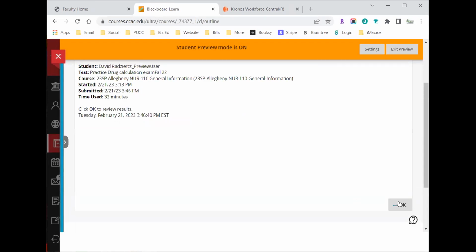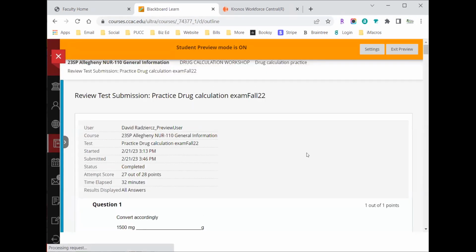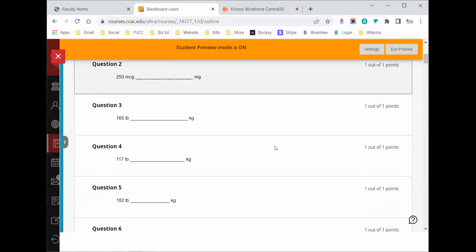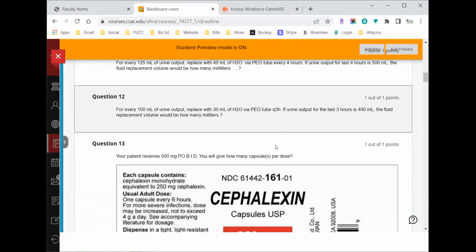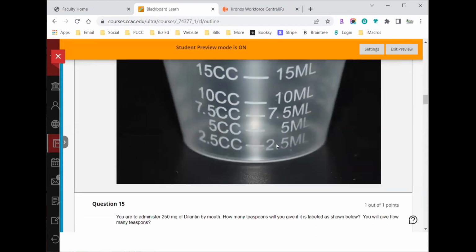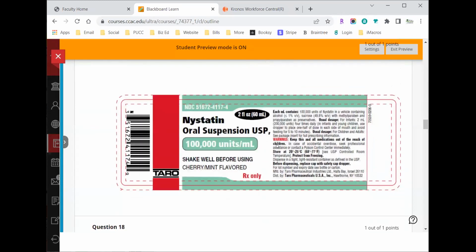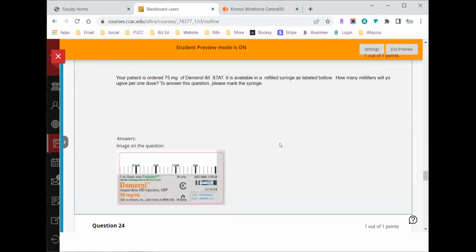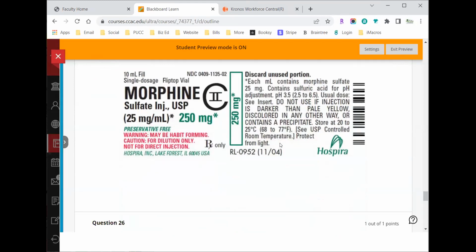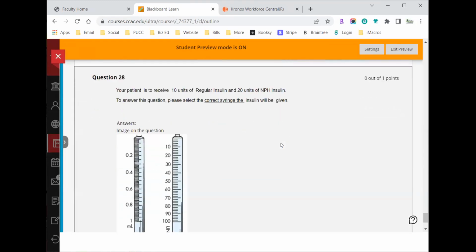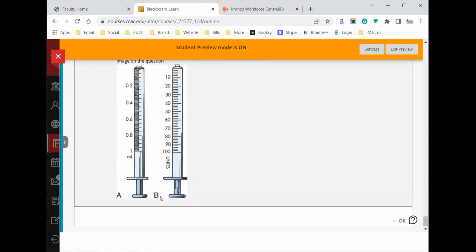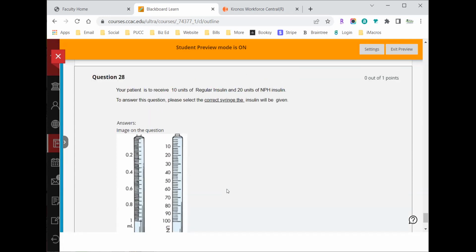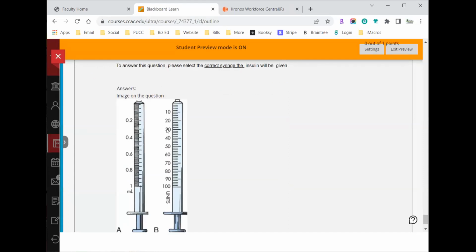Oh. Uh-oh, I missed one. What did I miss? I bet it was that syringe. I probably chose it at the wrong spot. Let's see. Yep, so I chose here. I chose the right syringe, but where they have the marking is not correct. So I don't know, maybe they did want it marked at 30.